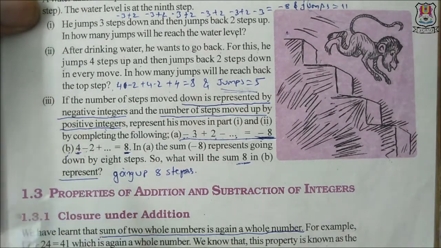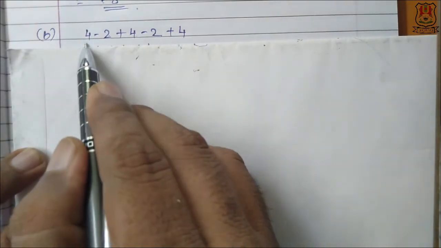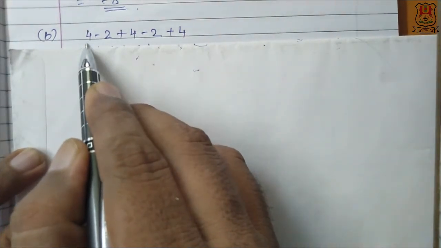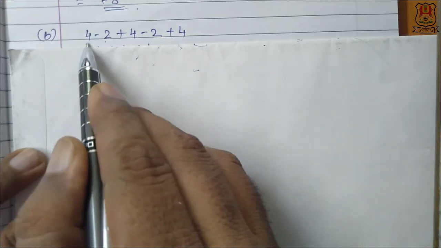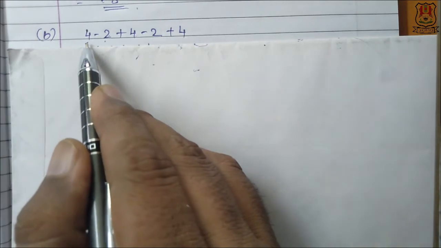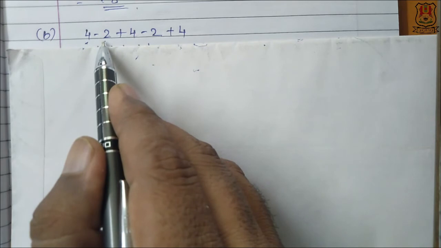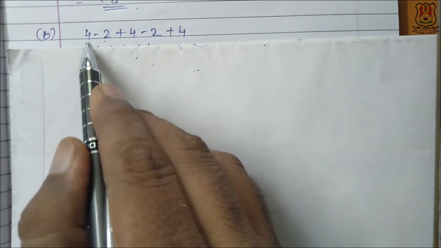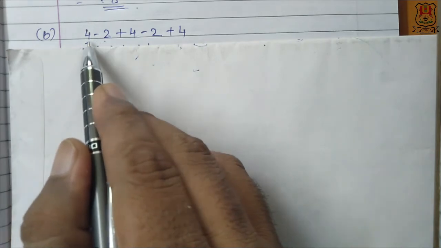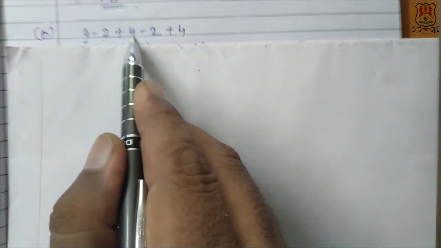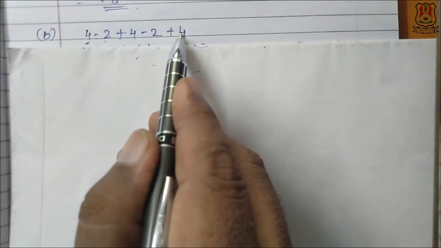Let's see in the solution. As the monkey attempted 5 jumps, this was his first jump. He jumps 4 steps, then he jumps back 2 steps. When he jumps up it is represented by positive, and when he jumps back it is represented by negative. So the first jump is positive and the second jump is negative. So 4 minus 2 plus 4 minus 2 plus 4: first jump, second jump, third jump, fourth jump and fifth jump.